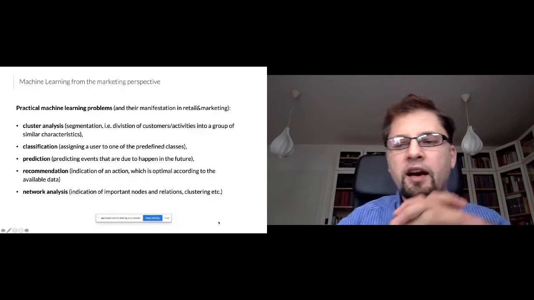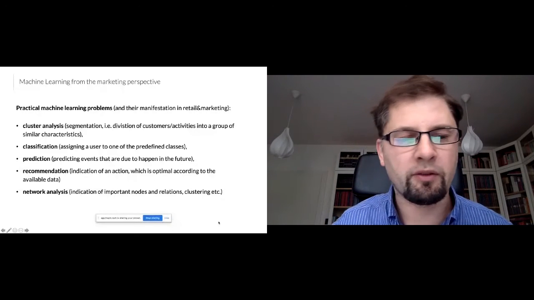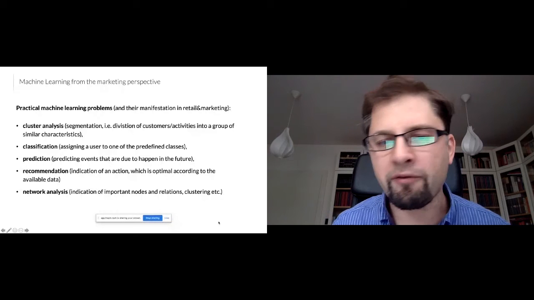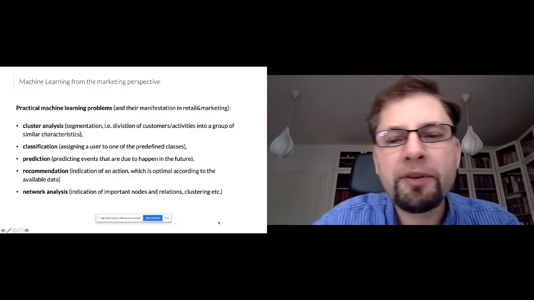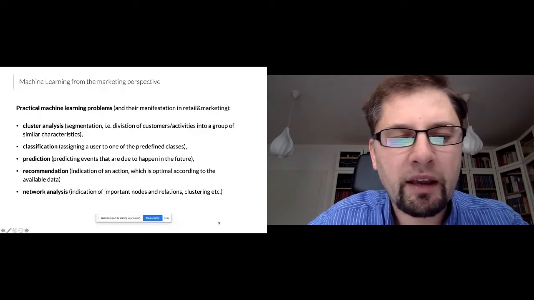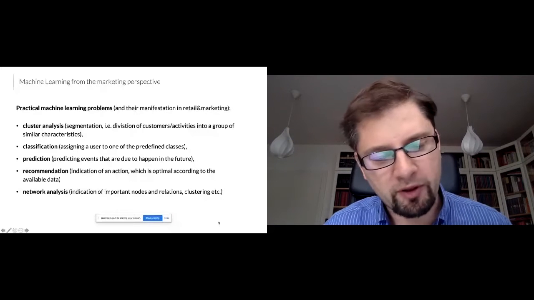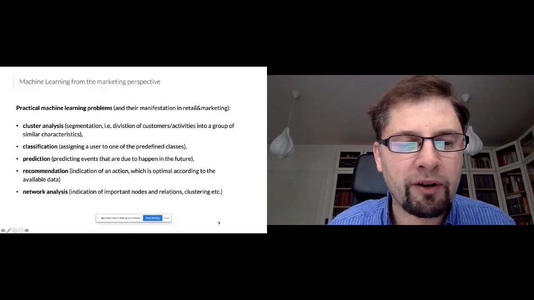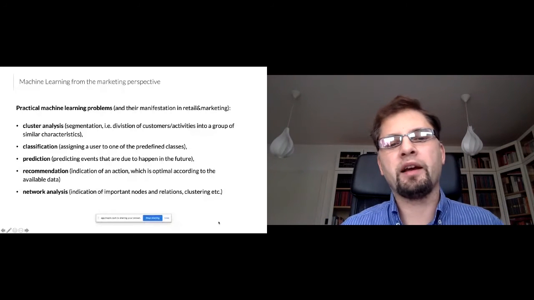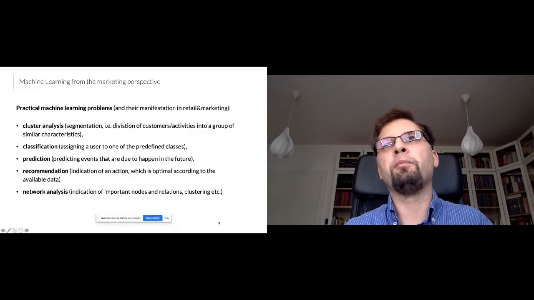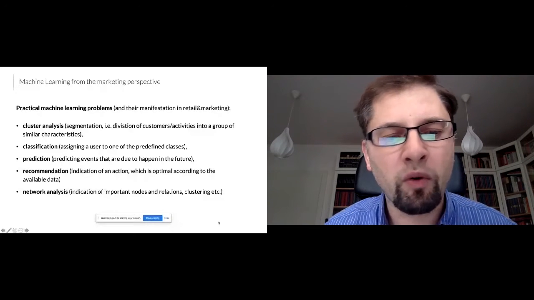So the next type of problem is the problem of recommendation, which is very well known in retail. It's one of the problems which everyone who works in retail is aware of. So, indication of an action which is optimal according to the available data. Intentionally, I'm not talking about suggesting a product to a user, because it's a very, very narrow understanding of recommendation. Recommendation can also be a recommendation for a system operator to do some action. For example, distribute a campaign in the given moment.